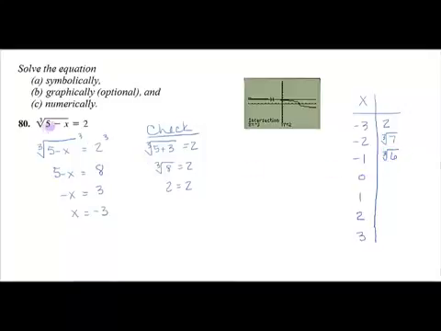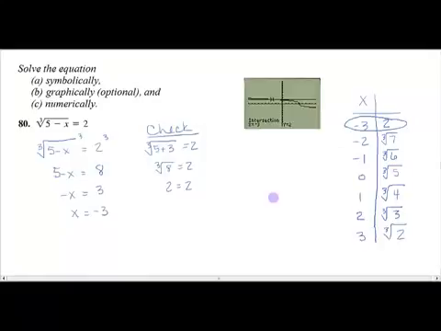A 0, 5 minus 0 is 5. We get the cube root of 5. A 1, we get 4, cube root of 4. A 2, we get 3, the cube root of 3. And a 3, I get 2, the cube root of 2. And we see in this table the only place that has a 2 is my negative 3.